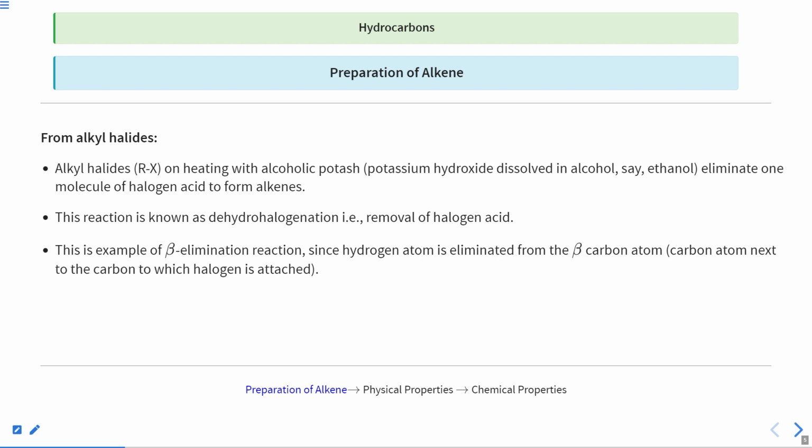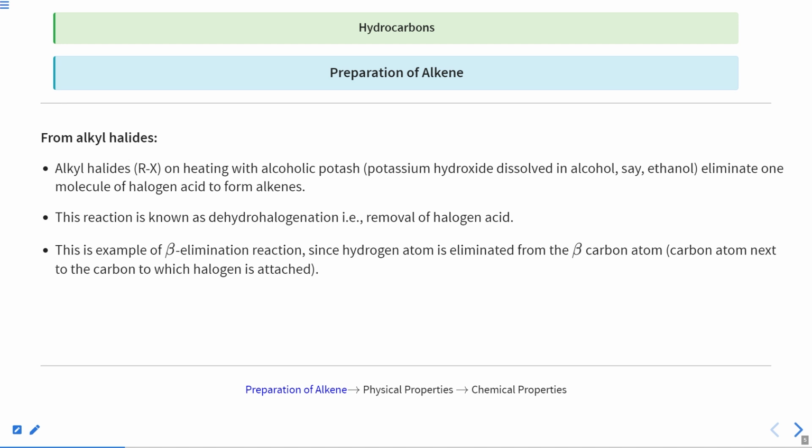Now we are done with the preparation from alkyne, where we basically focused on the reduction part. Now the second one is alkyl halide. So this is also very important. So what we do, say we take an alkyl halide and we treat it with potassium hydroxide in alcohol. We call this alcoholic KOH. And what happens in this case? In this case, one molecule of halogen acid is removed to form alkene.